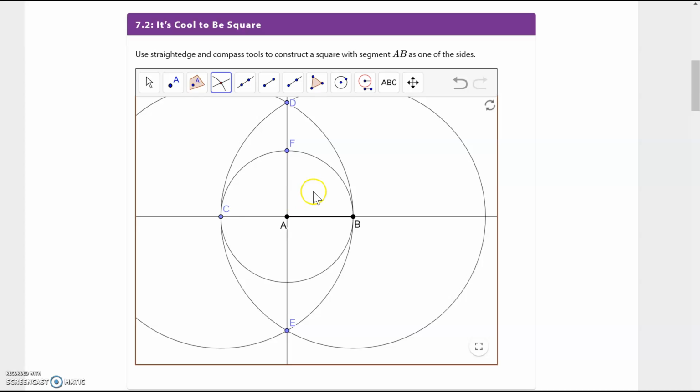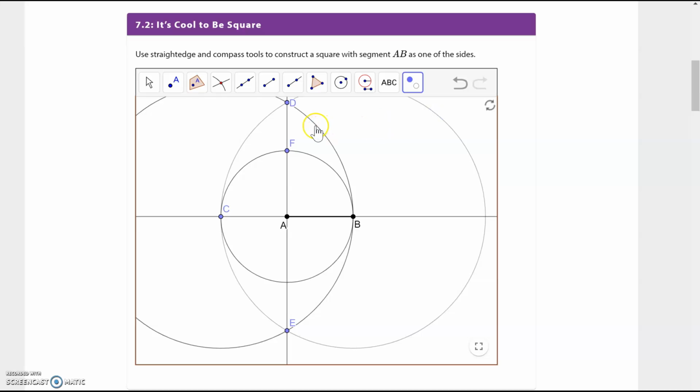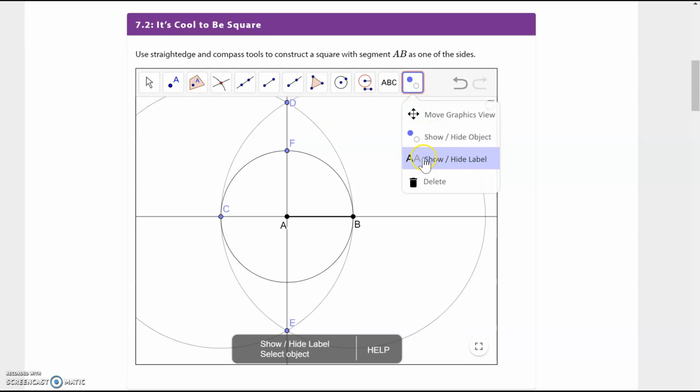So, in order to draw my next side, I'm going to find a line that is perpendicular to line AB, but now it's going to intersect at B. So I'm going to do the same thing, but the first thing I'm going to do is hide some of these circles so that I don't get them confused.